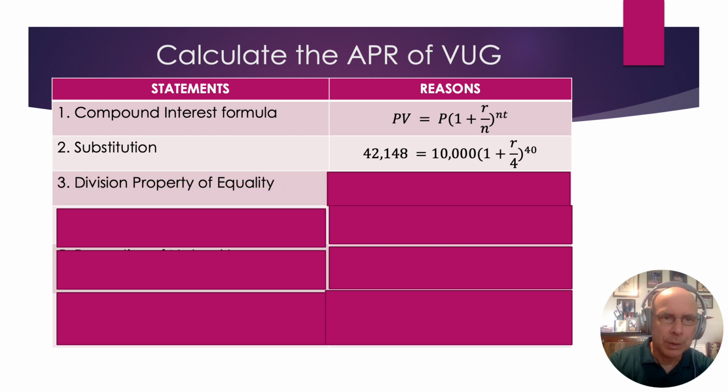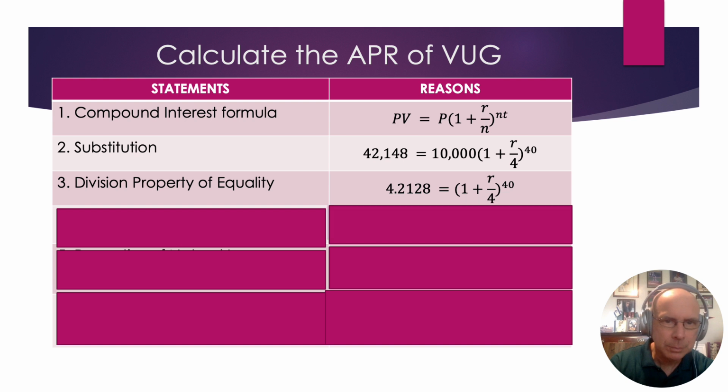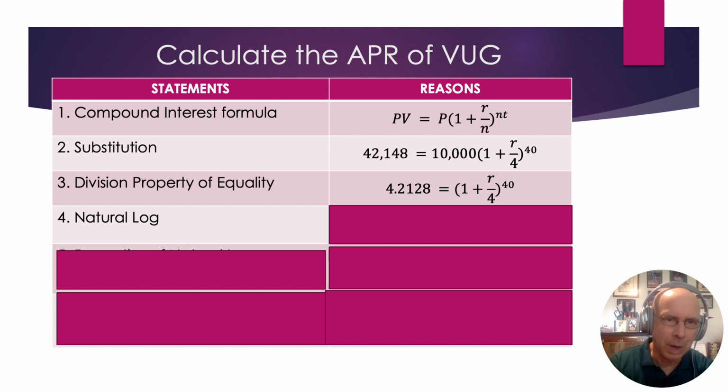We use what's called the division property of equality, where we divide 42,148 by 10,000. And then you get a decimal of 4.2148. And that's equal to 1 plus r over 4 raised to a power of 40. And then what we do next is something a lot of Algebra 2 students learn towards the end of their year, and that is the natural log.